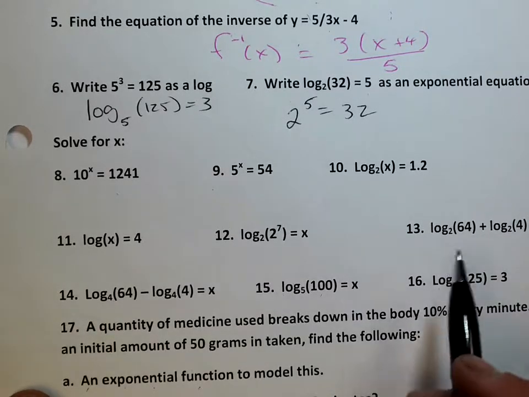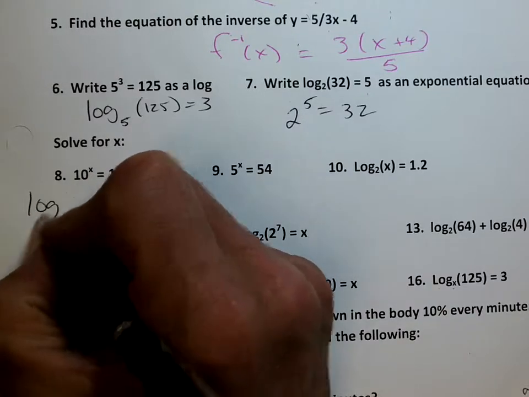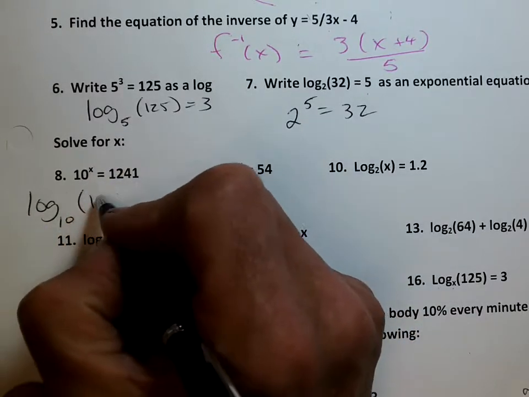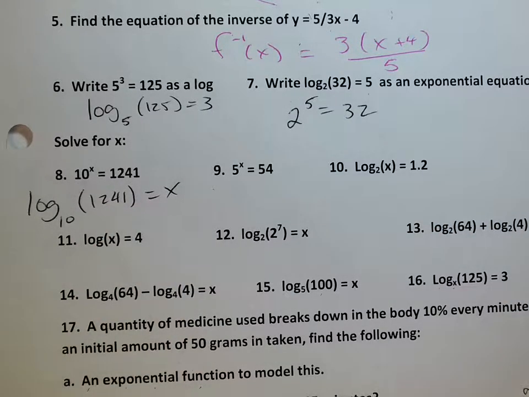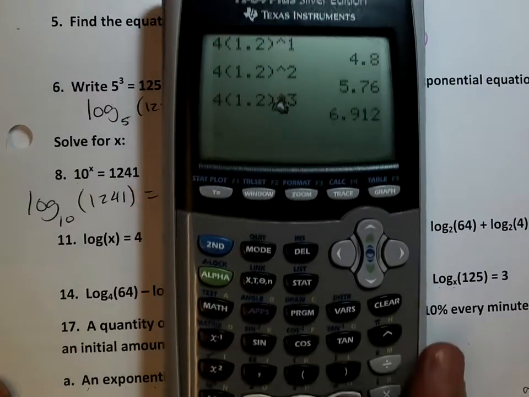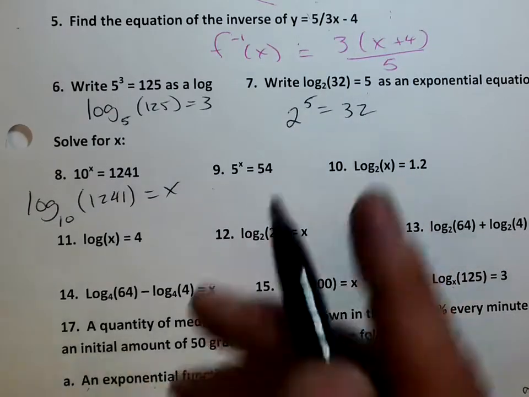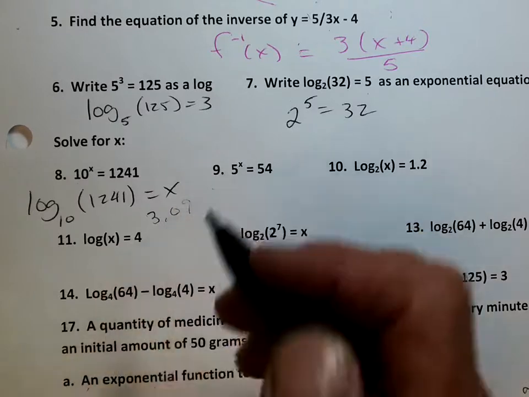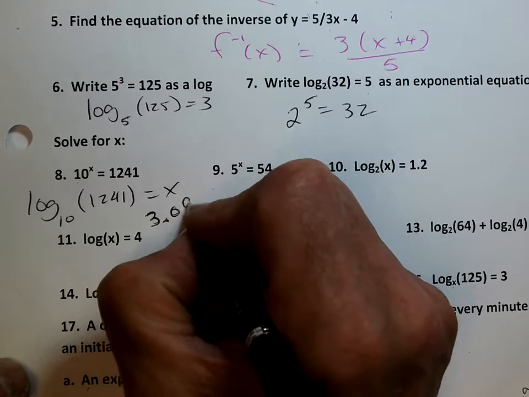Okay, number 8. Because it's base 10, we can go straight to using our calculator. We're going to rewrite it, though, as log base 10 of 1,241 equals x. And because it's base 10, we can use our calculator. So if we use our calculator, clear, I'm just going to go log, it has the invisible base of 10, of 1,241. And I get about a 3.09.